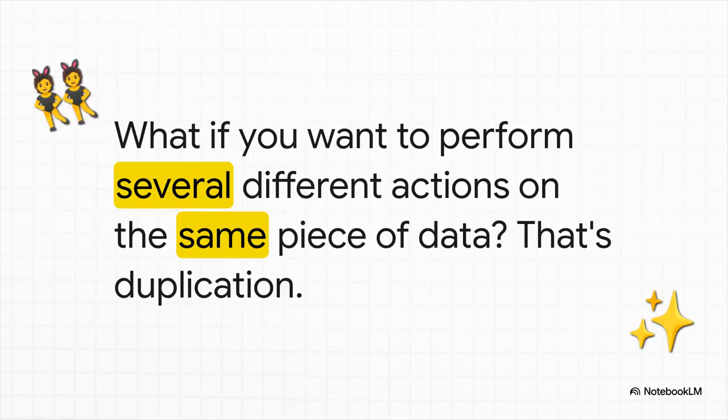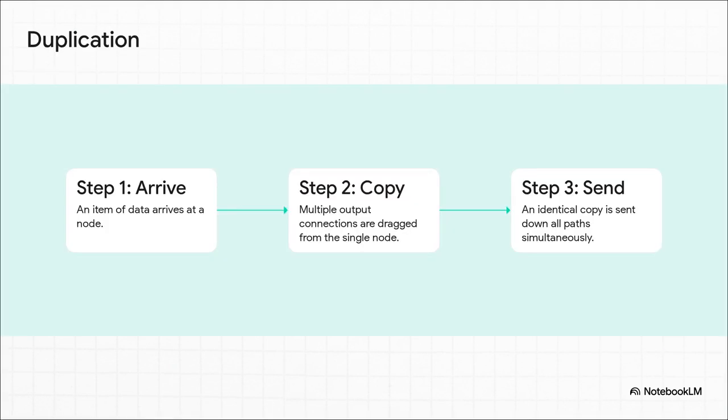But what if you don't want to choose? What if you want to do several different things with the exact same piece of data? Well, that's where our second branching method comes into play: duplication. With duplication, it's pretty cool. When an item of data arrives at a node, you can just drag multiple connections out of it. And when you do that, an identical copy of that data gets sent down each one of those paths at the exact same time. This is perfect for when you need to, say, add a new user to your CRM and send them a welcome email simultaneously.